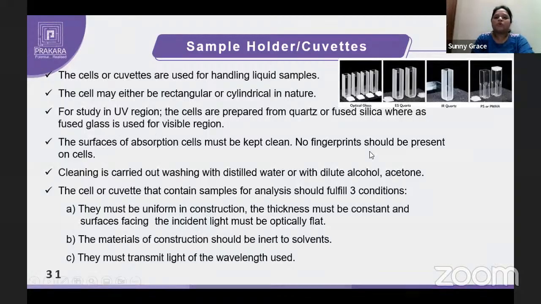Whenever we are handling liquid samples, the surfaces of the absorption cells must be clean, and there should be no fingerprints. Cleaning is carried out by washing with distilled water, or the cuvette should be cleaned with distilled water or dilute alcohol and acetone.